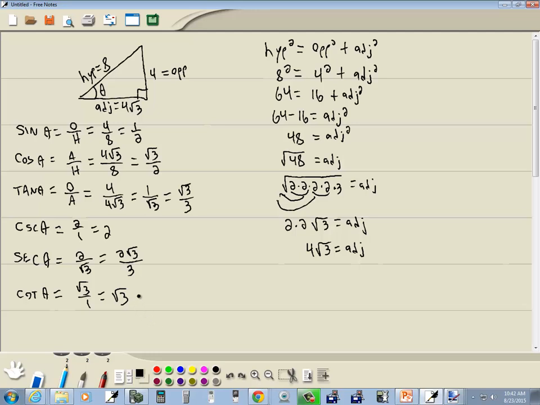Okay, now how we're going to input this into the LMS is in this order. So I'll do 1 divided by 2, comma, and then I'll do SQRT, all uppercase, square root of 3 divided by 2, comma, and then square root of 3 divided by 3, comma, 2, comma, 2 square root of 3 divided by 3, comma, and then square root of 3. No spaces all together. Again, commas are separating them.